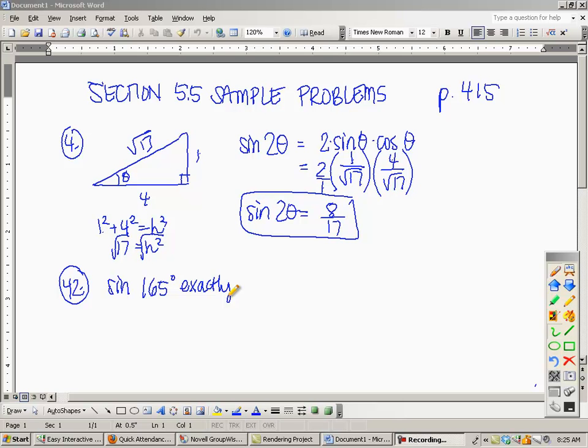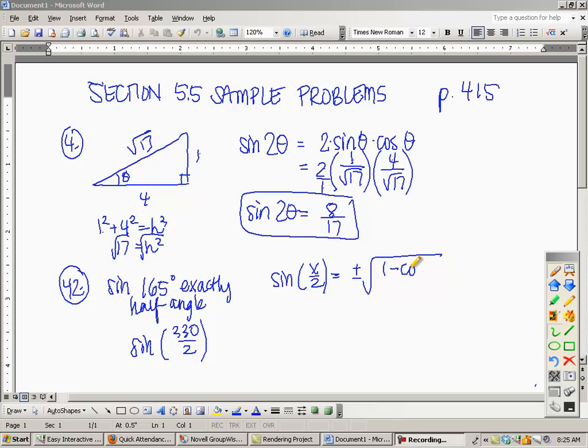So we have to figure out, is there a value on the unit circle that deals with 165? Well, here's how we're going to look at it. They tell you to use a half angle. And what that means is basically 165 is the same thing as 330 divided by 2. So we're going to be using the half angle formula for sine. The formula we're working with is the sine of our half angle, x over 2, is plus or minus the square root of 1 minus the cosine of x, all over 2.